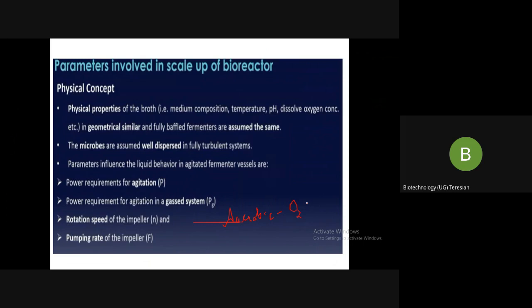But there is a problem with this oxygen. In aerobic bioprocess, there is the low solubility of oxygen in the media, because we know that the microorganisms take the oxygen which is dissolved in the liquid, and not like we human beings, who take the oxygen which is present in the air. These organisms have to take the oxygen which is dissolved only in the liquid media. Oxygen is very less soluble in water.